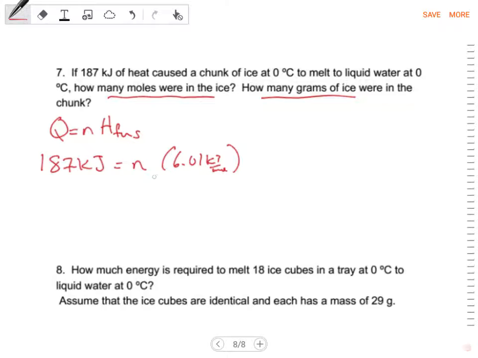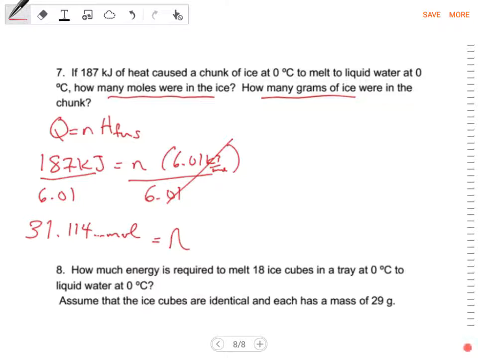Now, I want my n by itself, so divide by 6.01 on both sides. n equals 187 divided by 6.01, which is 3.114... moles. If they want that in significant digits, again, I'll put this to 3, so 31.1 moles, essentially. The second part of this question is they do want to know how many grams of ice you had.